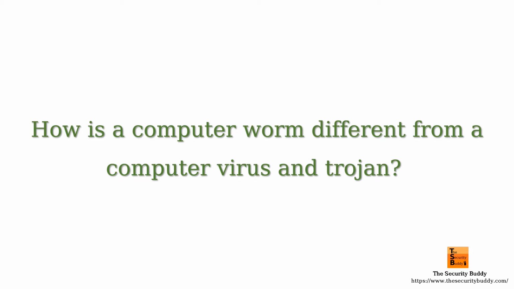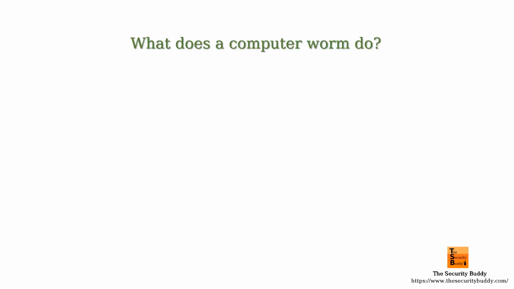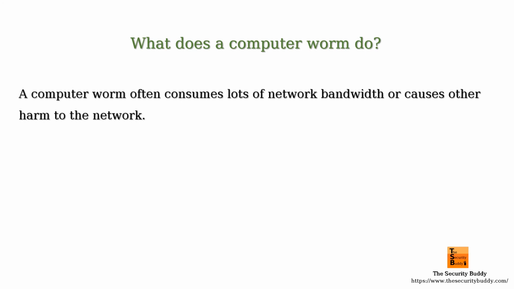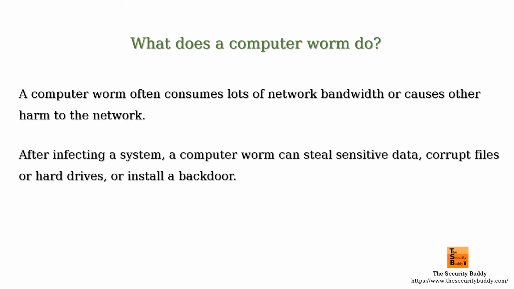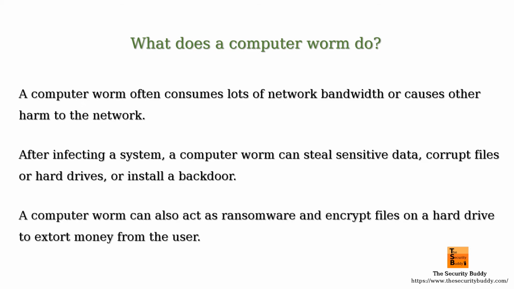What does a computer worm do? As a computer worm spreads through a network, it often consumes lots of network bandwidth or causes other harm to the network. And after infecting a system, a computer worm can steal sensitive data, corrupt files or hard drives, or install a backdoor. In some cases, a computer worm can also act as a ransomware and encrypt files on a hard drive to extort money from the user.